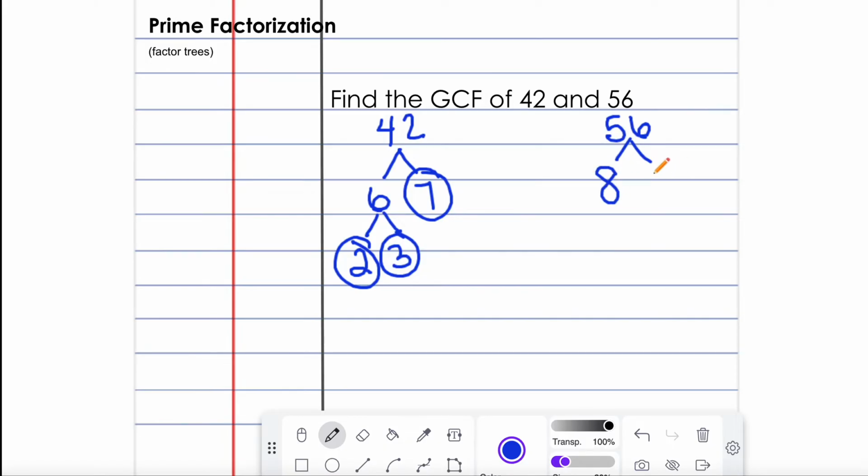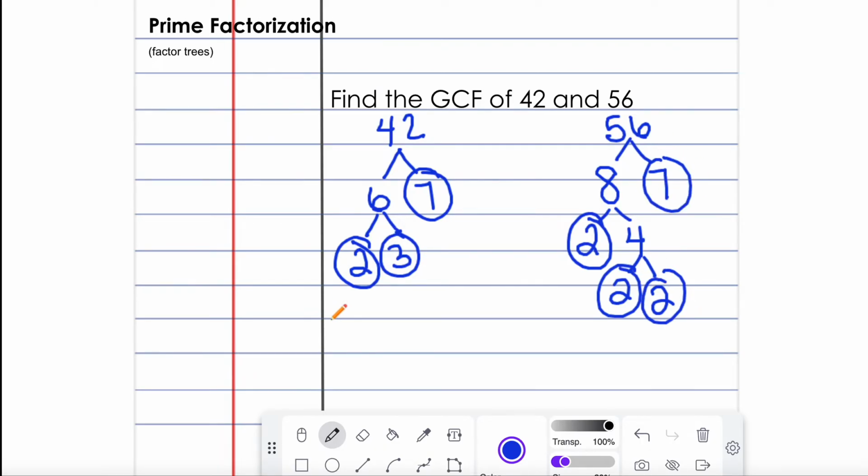56 is 8 and 7. 8 can be broken down to 2 and 4. 4 is broken down to 2 and 2, and those are prime. So those are our prime numbers. So now we write them out, 2 times 2 times 2 times 7. I just did this one first, it doesn't really matter. 2 times 3 times 7.